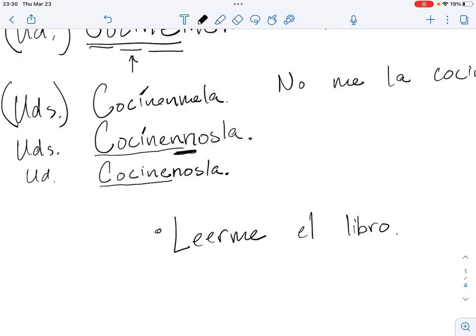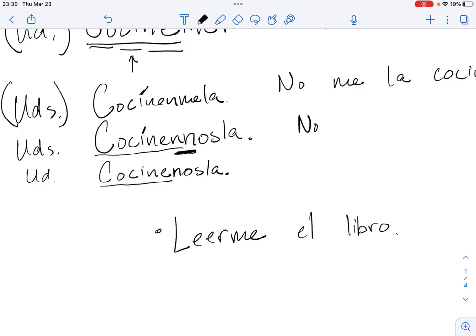So even though you might not hear the difference in pronunciation between cocínenosla and cocinenosla, their spelling does matter. It lets the reader know, are you telling one person to cook it for us or all of you to cook it for us? So that is the fourth scenario in which you can have a double consonant. If a command ends with the letter N and the pronoun is nos.